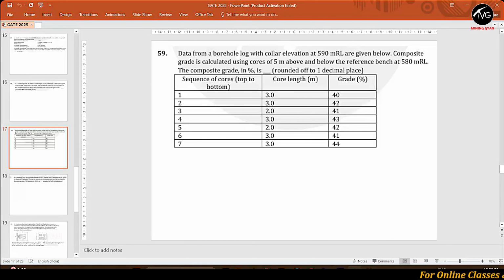Now, a big question. This is a big question. I think it is dependent on the strength of the pillar formula from the Bieniawski pillar strength formula. And excuse me for 5 minutes.